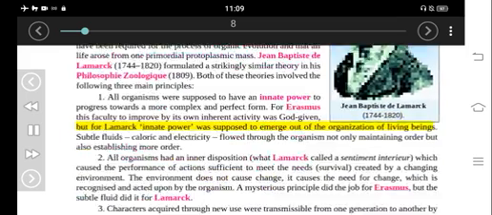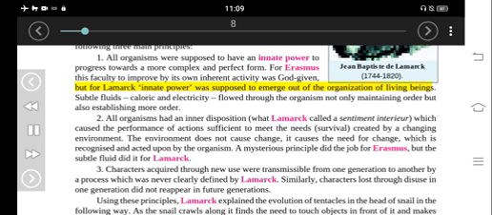But for Lamarck, innate power was supposed to emerge out of the organization of living beings. Subtle fluids, caloric and electricity, flowed through the organism, not only maintaining order but also establishing more order. 2. All organisms had an inner disposition, what Lamarck called a sentiment intérieur, which caused the performance of actions sufficient to meet the needs, survival, created by a changing environment. The environment does not cause change, it causes the need for change, which is recognized and acted upon by the organism. A mysterious principle did the job for Erasmus, but the subtle fluid did it for Lamarck.